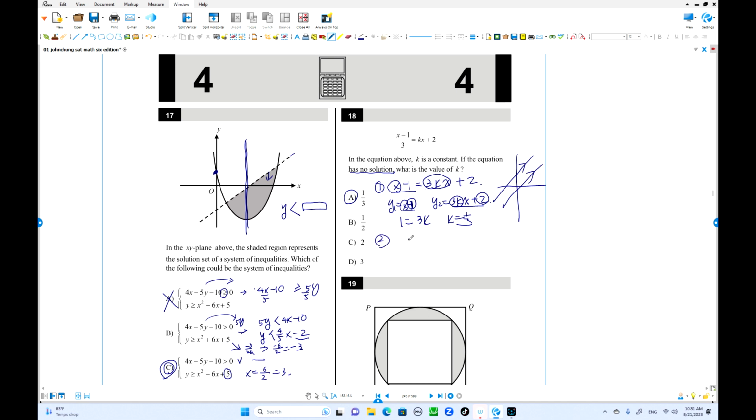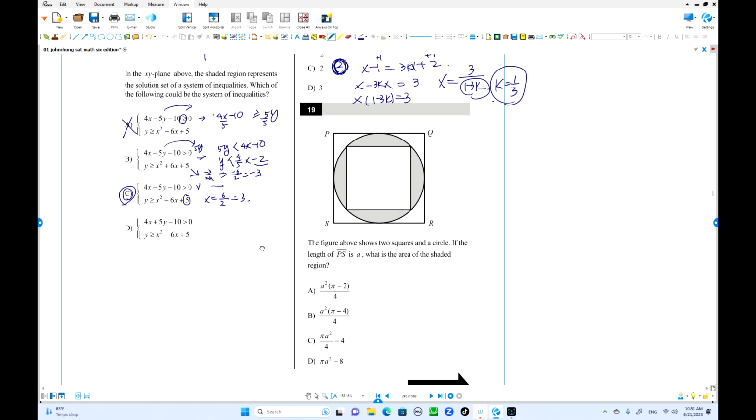Solve for x. x minus 1 equals 3kx plus 6. So x minus 3kx equals plus 1 plus 6, which is 7. So x times (1 minus 3k) equals 7. What is the value of x? x equals 7 over 1 minus 3k. In this case, if the denominator is 0, that is undefined. Undefined means no solution, right? So k equals 1/3. You can use the graph or the algebraic approach.